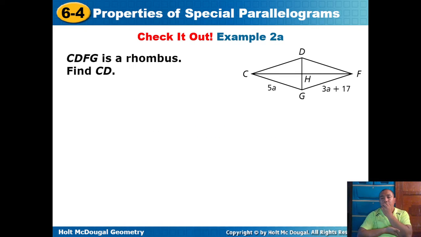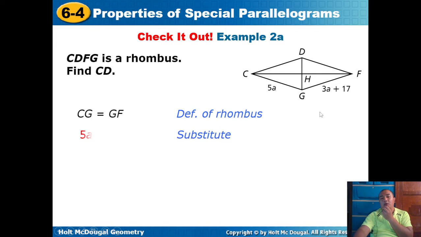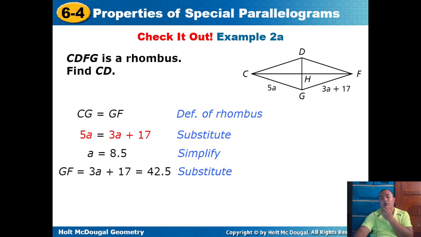Next, CDFG is a rhombus. Find CD. Okay, we all know that in a rhombus, all sides are equal. So we are going to equate 5a and 3a plus 17. So 2a equals 17, 17 halves. a is 17 halves, or 8.5.